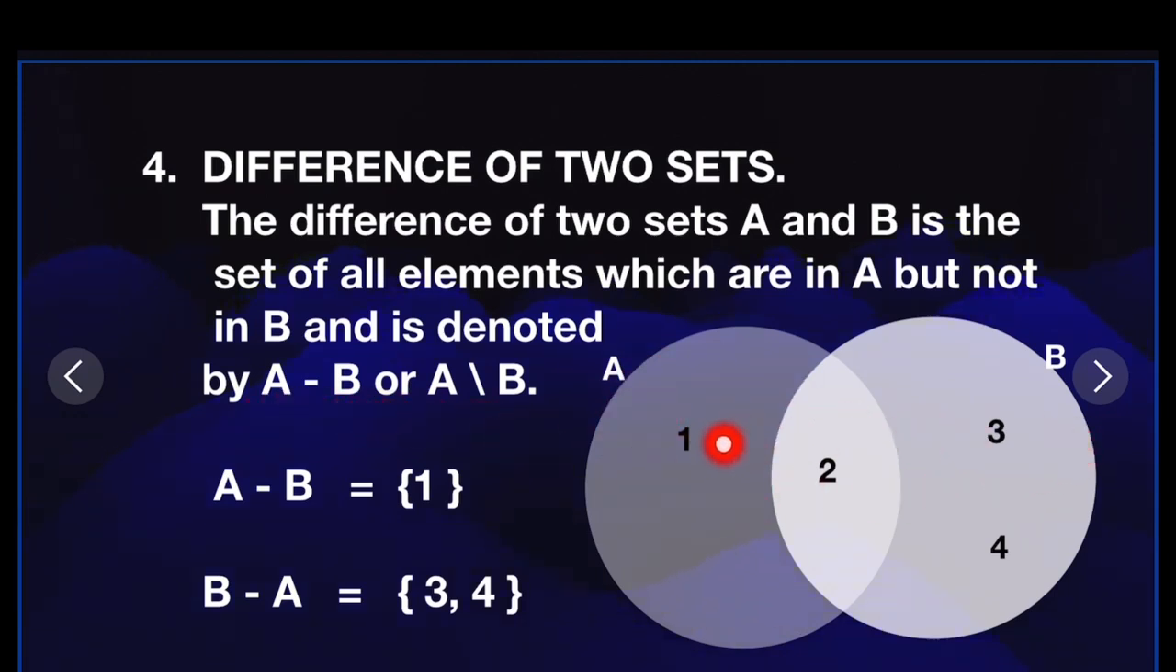B difference A is the set of elements which are only in B and not in A. So that will be B difference A. In this case, B difference A is 3 and 4. These are the elements which are only in B and not in A. And A difference B is the only one element, that is here 1.